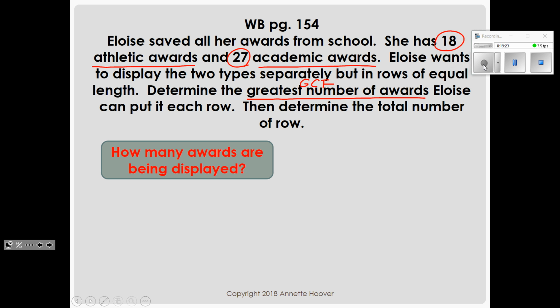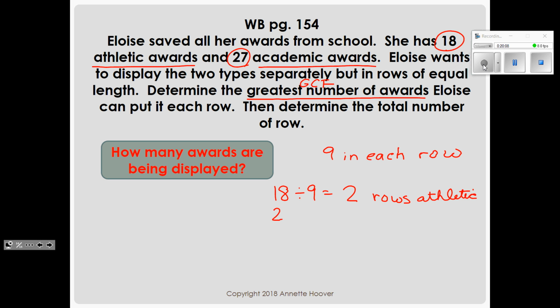So how many awards are being displayed? Well, all of the awards are being displayed, but I said that incorrectly. There's 9 in each row. Now, to figure out the total number of rows, we have to figure out how many rows there are of each. So if there are 18 athletic awards and there's 9 in each row, again, we take the 18 and we divide by the GCF, which was 9. So there's going to be 2 rows of athletic awards.